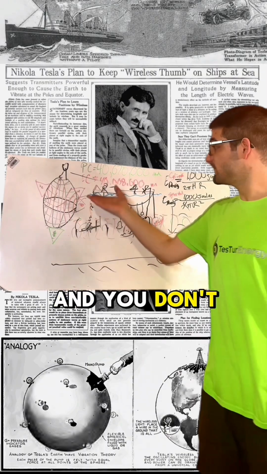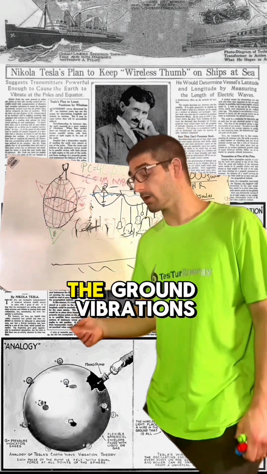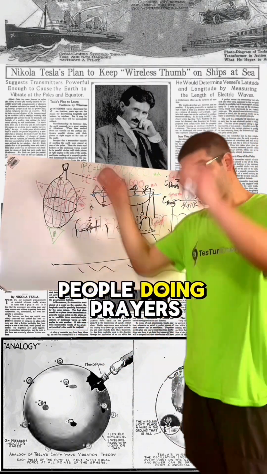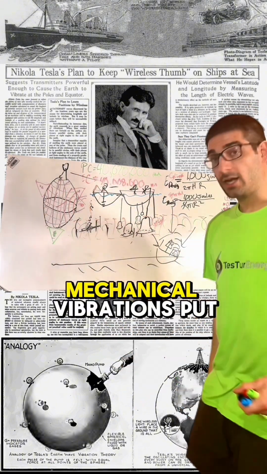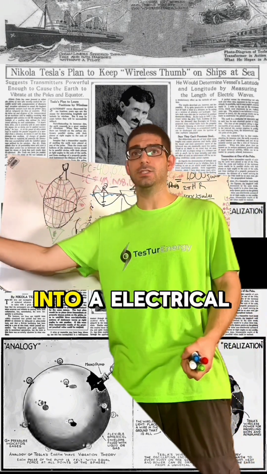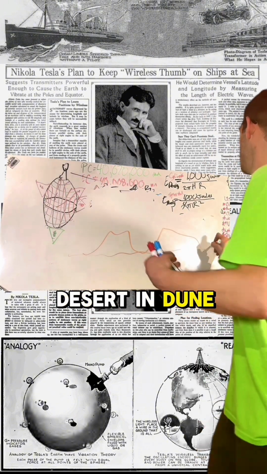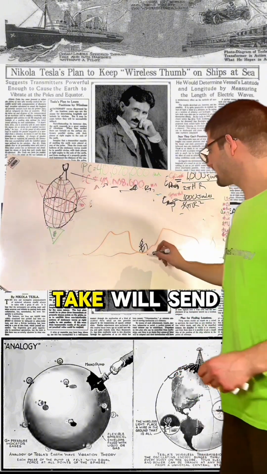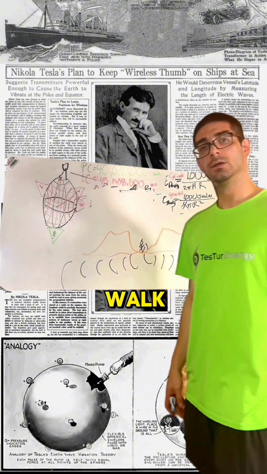But it doesn't have to be pyramids. You could get people at each of these places to constantly put ground vibrations in by doing dances, a daily rotation of people doing prayers. Due to the seismoelectric effect, mechanical vibrations put into the earth in the desert will partly rectify into an electrical waveform, which means, let's say you're out in the desert in dune land, every step you take will send wave pulses out from where you walk.